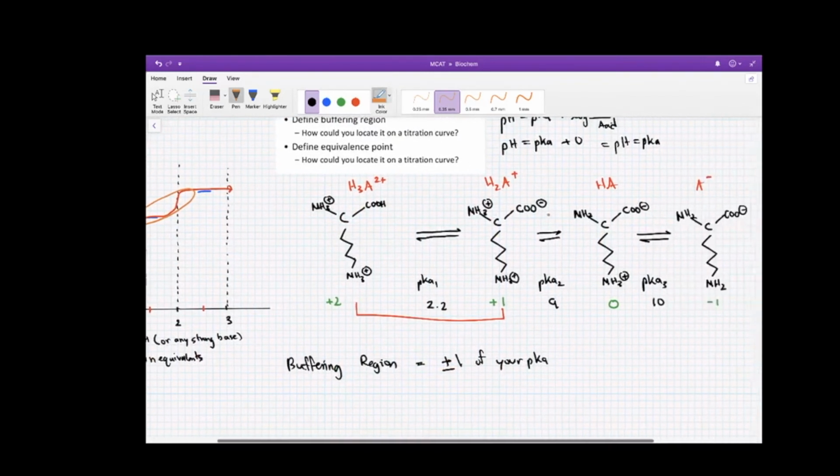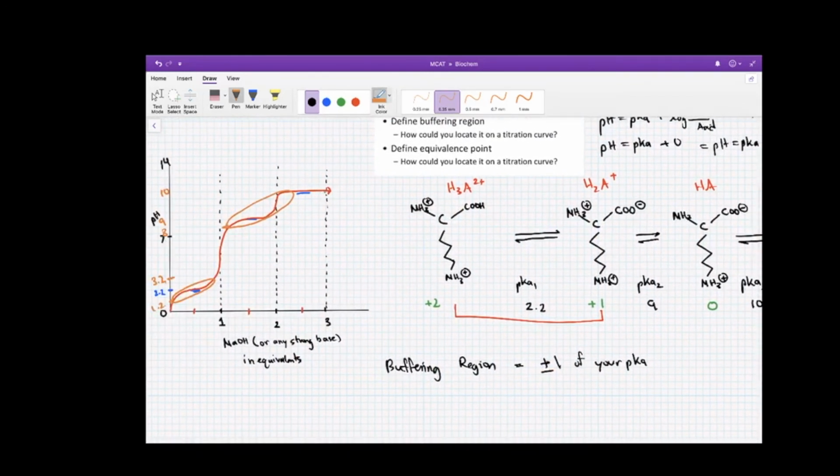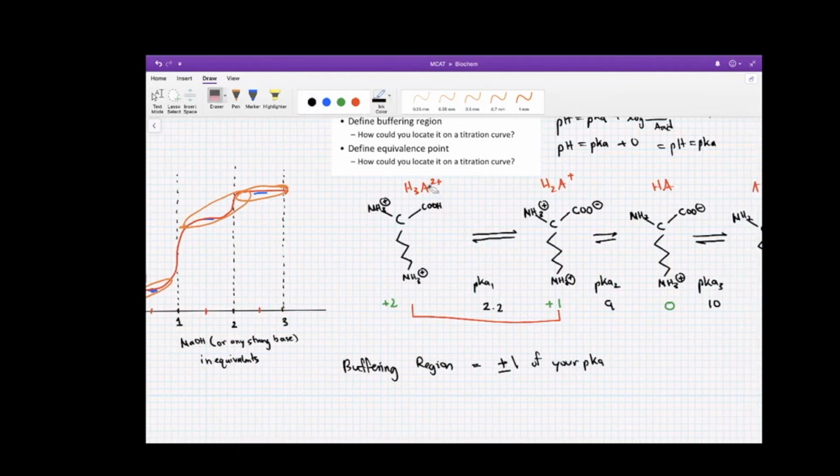And then for the last one, between 10, it would be 9 to 11. So 11 would be somewhere like right there. So all the way up to here. This would be our buffer region. And in this case, obviously they overlap for our second and third pKa. So our buffer region really is 8 to 11. It's from 8 all the way to 11 for our second buffer region. So we really only have 2 buffer regions, but you can also think about it as 3. Doesn't really matter. Okay?